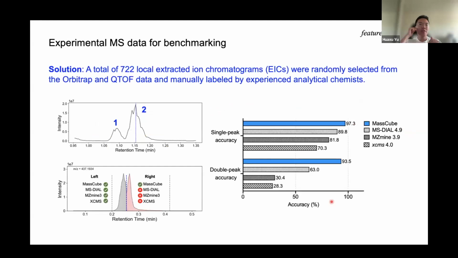We also benchmark using experimental mass spec data. The data set is a total of over 200 local EIC plots. We manually label how many peaks should be reported in this retention time range. For example, in this case, it should be 2. And in the example lower, this plot shows this feature was only resolved by MassCube, but not resolved by the other 3 software. And in real testing cases, MassCube achieves significantly higher accuracy compared to other software tools.